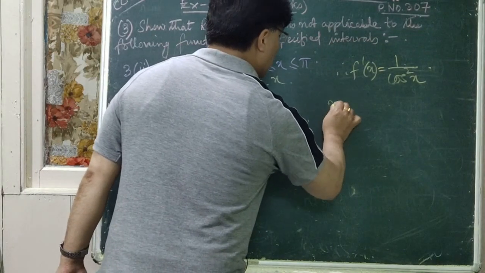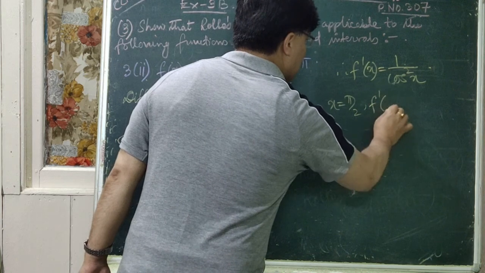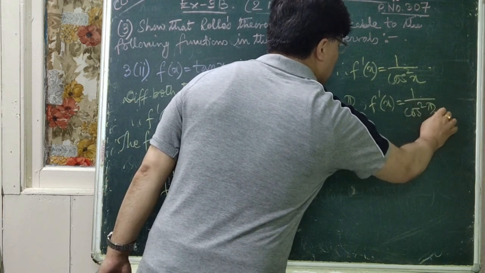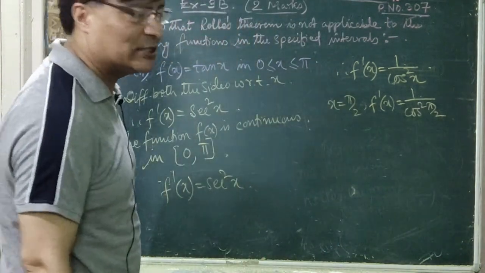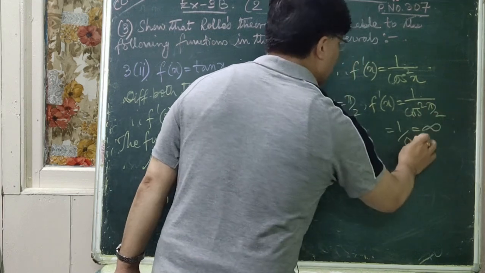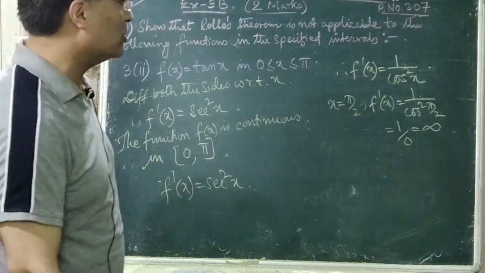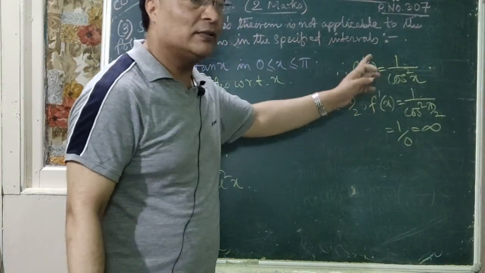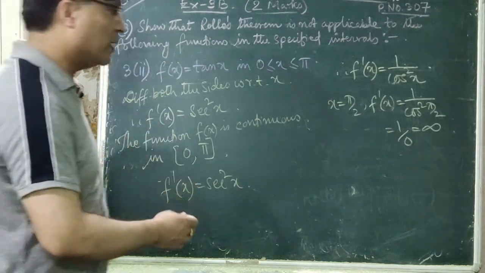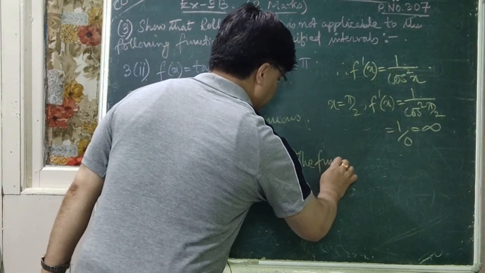Because if you put x is equal to pi by 2, then f dash of x is equal to 1 upon cos square pi by 2. As you know that cos 90 is 0. So 1 upon 0, which is an undefined quantity, which is infinity. You know that, isn't it? Which is an undefined quantity. So when you put x is equal to pi by 2, this f dash of x is infinity or undefined.